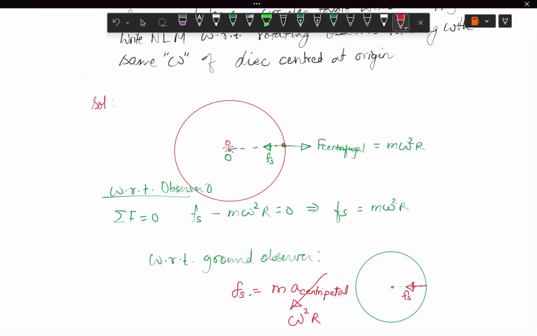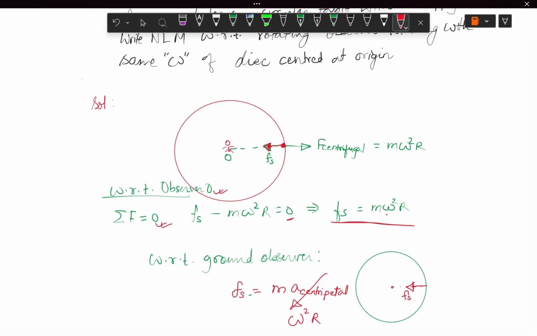And then this is the static friction appearing. The static friction direction will be opposite to the centrifugal force. Why? Because this observer will see that the net force is 0, because the coin is always stationary with respect to him. So I can say that Fs minus m omega square r is 0, so Fs will be equal to m omega square r.